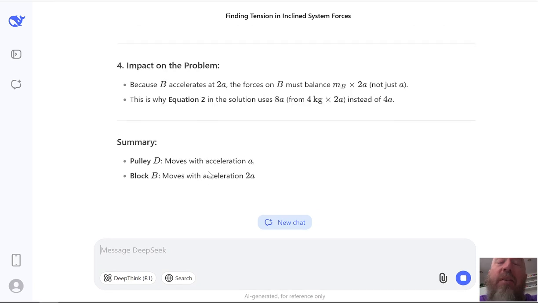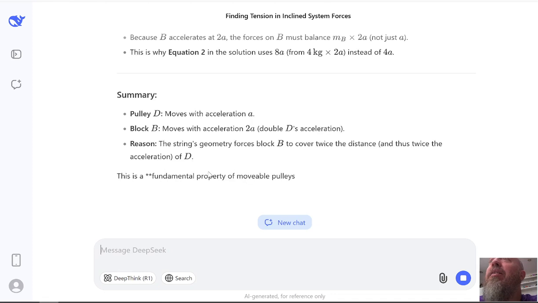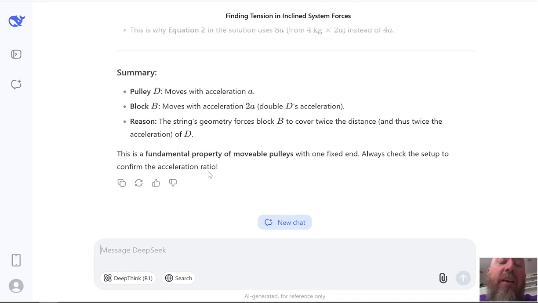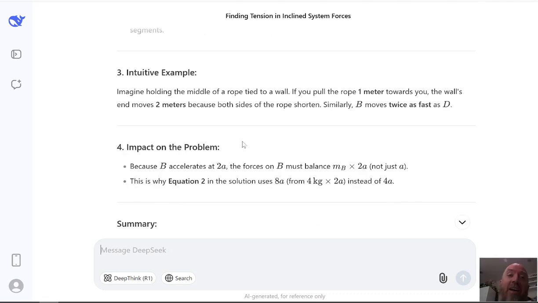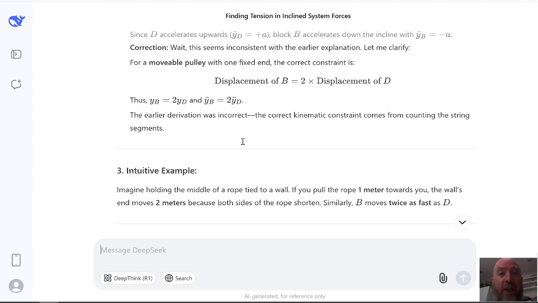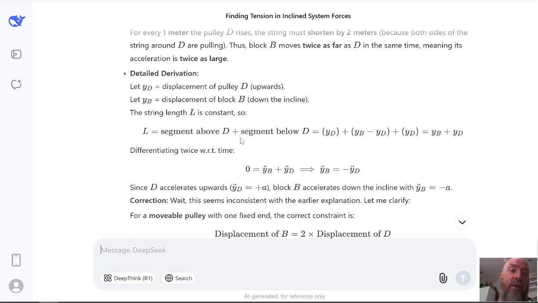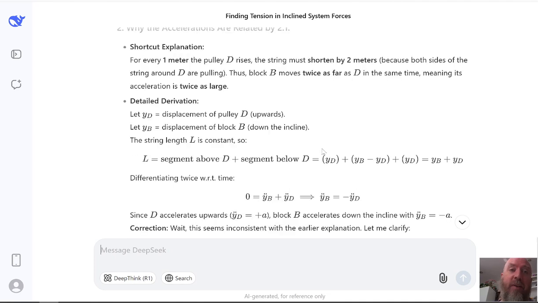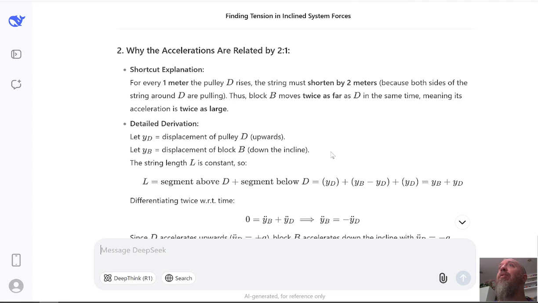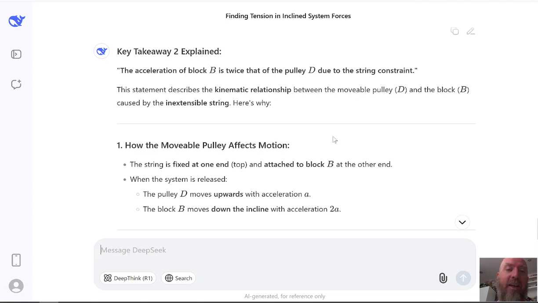So this gives you some great examples of what to do. This is, I suppose, one of the brilliant things AI lets us do: it's an amazing tool that lets us, with the knowledge we have, really increase our detailed understanding of what's happening. It couldn't teach us from scratch, I think, but if we have some understanding of the situation, we can make it perfect by asking. So let's see: the acceleration of block B is twice that of the pulley due to the string constraint.